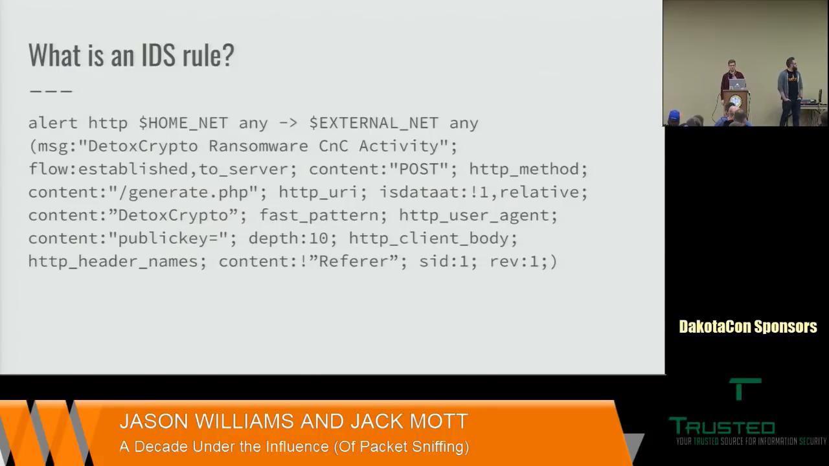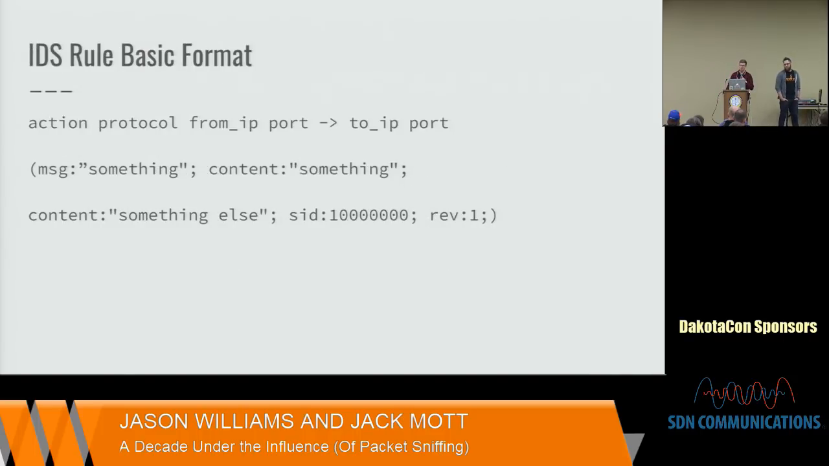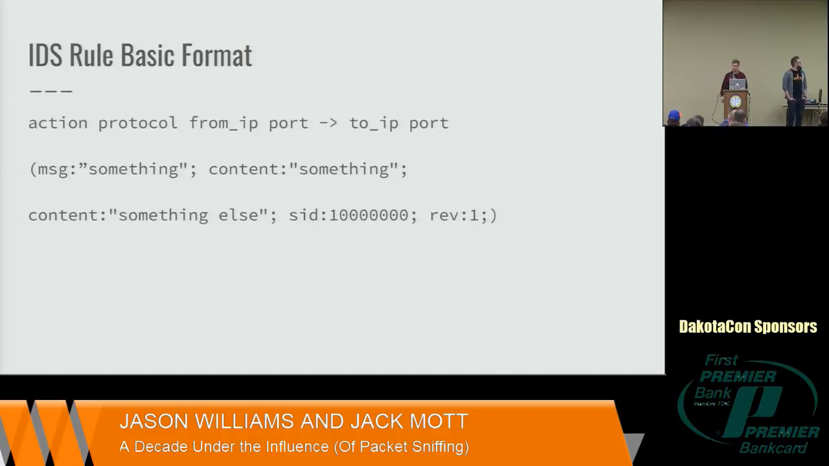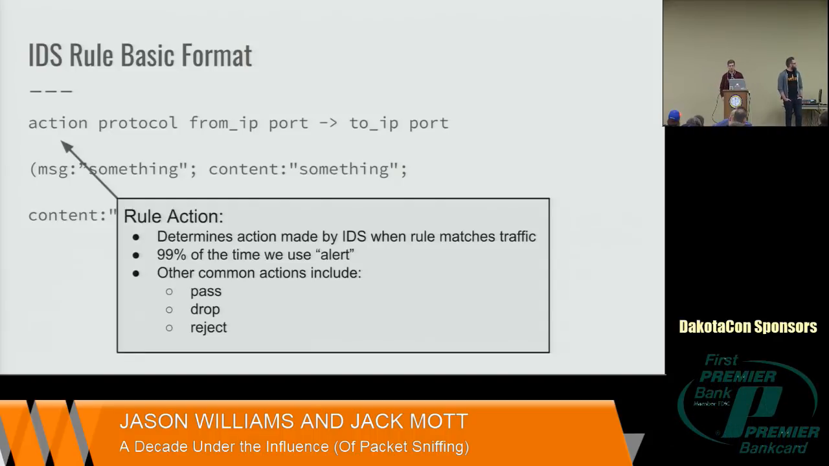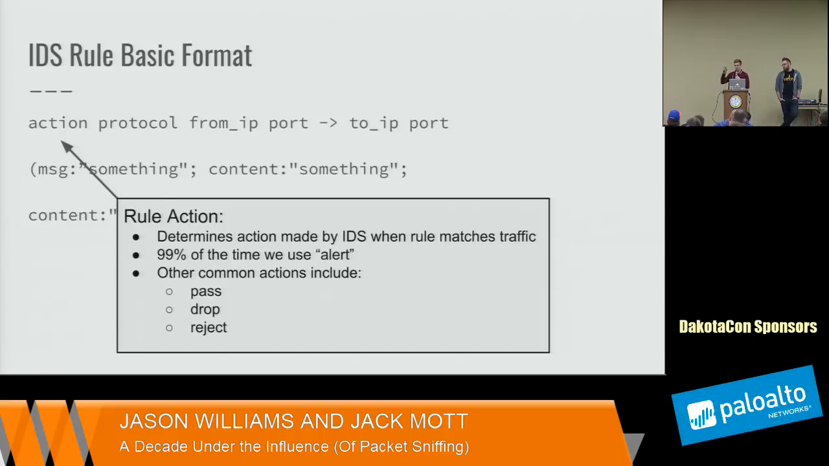So we can do that. So this is what a rule would look like if we wanted to capture this traffic. Now I know this looks like a huge pile of garbage. So let's actually break this down and understand what we're looking at. So this is the basic IDS rule format. So we start with an action. So we're telling the engine, what do we do when this rule matches? So when our pattern matches, what do you want me to do?